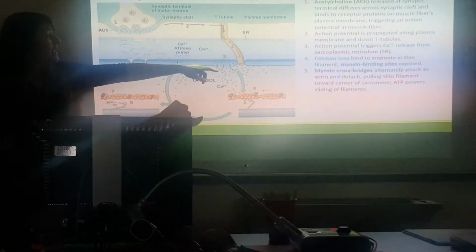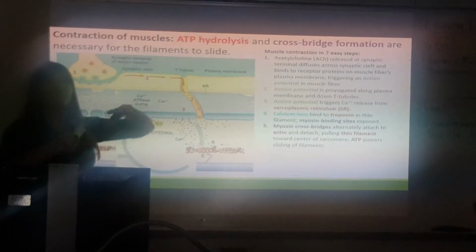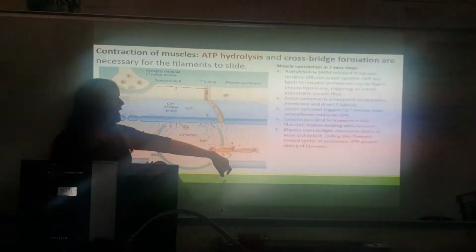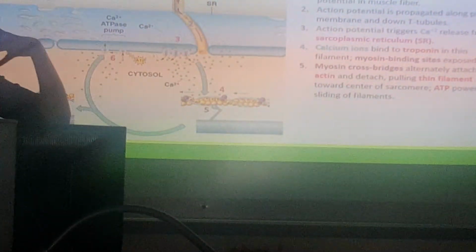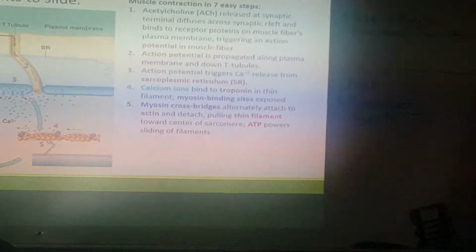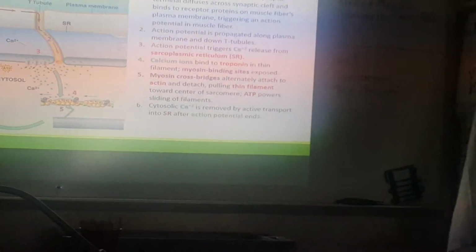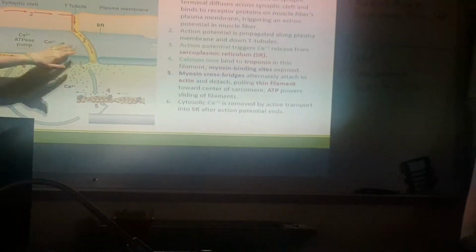So ATP hydrolysis, meaning the ATP is breaking down. So the ATP is being broken up, energy is being released. That's powering the movement or the sliding of the actin and myosin filaments past one another. This will happen until the contraction is complete, which happens when the action potential stops, when it ceases.